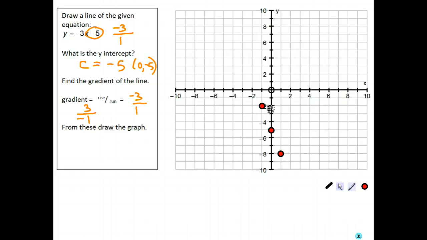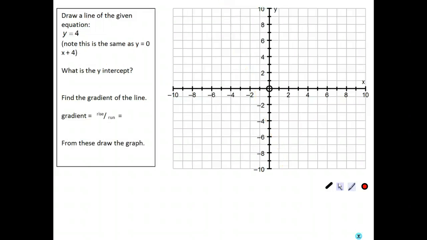Okay, let's just go ahead now and use our straight line tool to draw that. And then I'll extend it in the other direction. So that's not much good. Let's see, I need to go up 3, 1, 2, 3. That looks pretty good to me. And there's the graph of y equals -3x take 5.